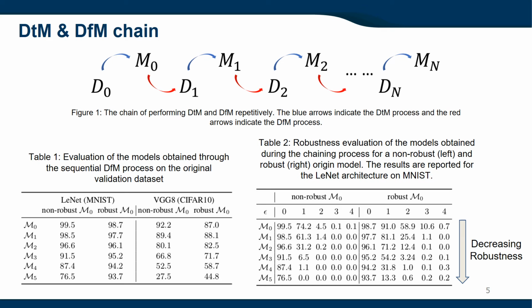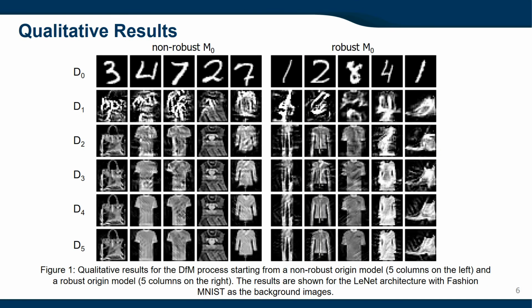After two subsequent DfM iterations, starting from the robust origin model, the resulting models still show similar robustness as the standard non-robust model. The qualitative results show that the extracted images look totally different from the original images for a human observer. However, the achieved comparable performance indicates that similar feature mappings between the datasets exist.